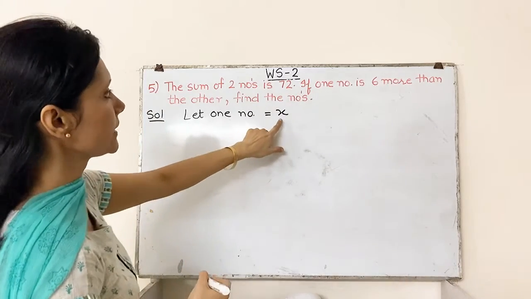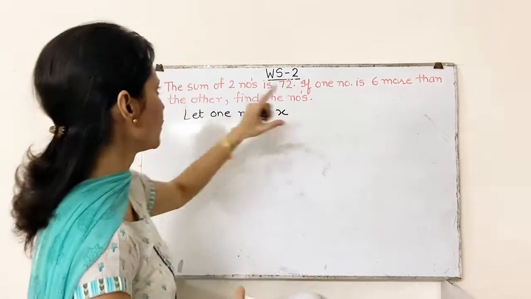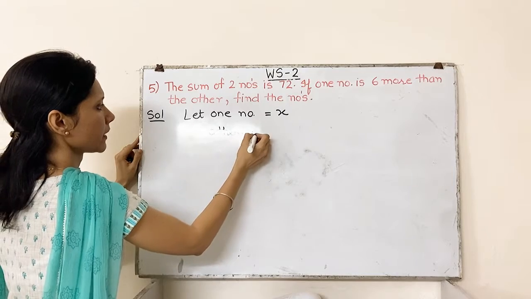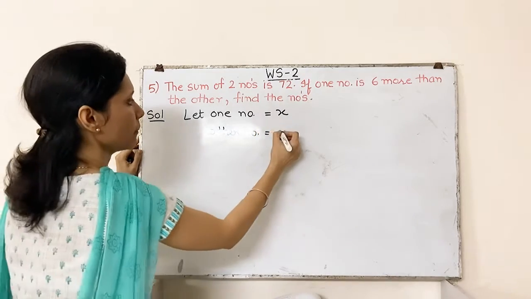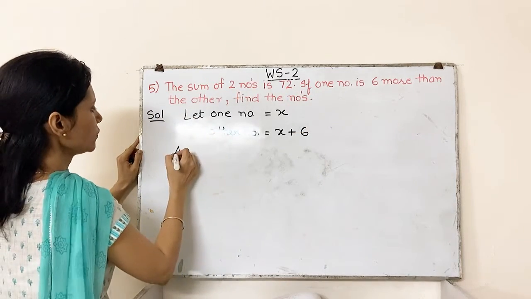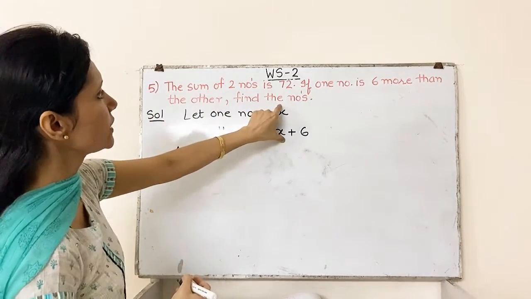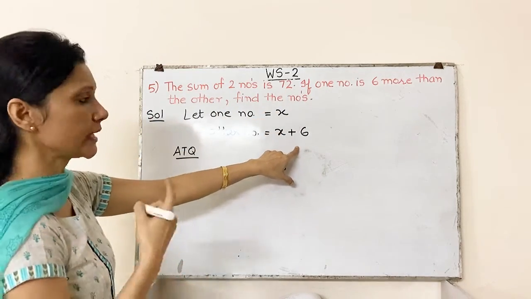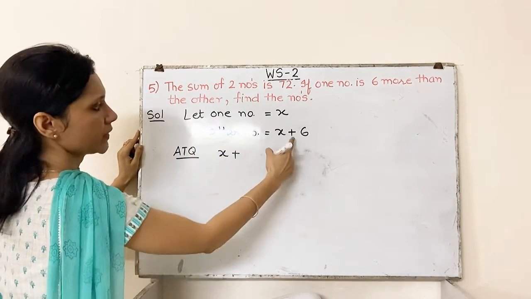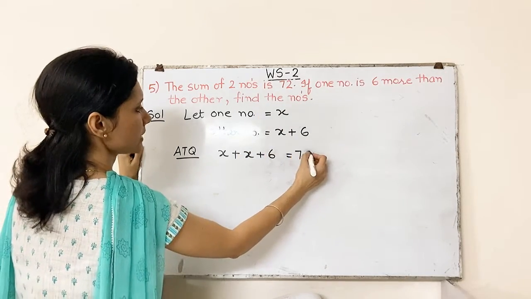Now what are they saying about the other number in the question? They are saying if one number is 6 more than the other, that means the other number is 6 more than this number. So the other number would become x plus 6. Now according to the question, what is given? Let's read the question again. The sum of these two numbers is 72. So let's form a linear equation. This number, that is x, plus the other number, that is x plus 6, their sum is equal to 72.